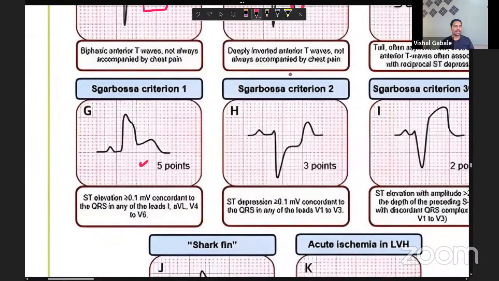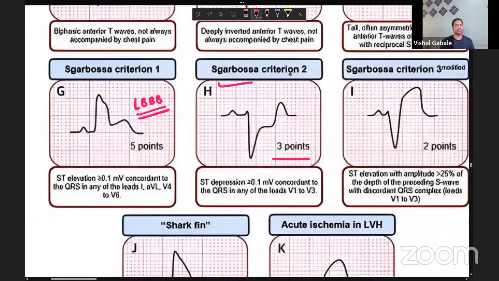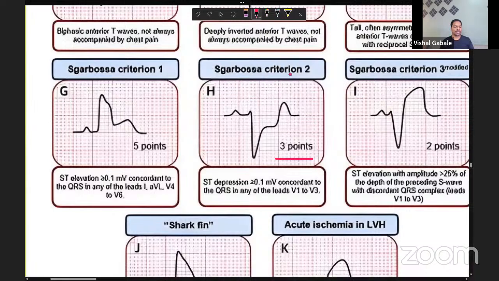Sgarbossa criteria is used for the left bundle branch block ECG. Here you can see the modified Sgarbossa criteria as well. Sgarbossa criteria is typically described as concordant ST elevation. What does concordant ST elevation mean? Whenever your QRS is upgoing, the R wave is tall, and there is ST elevation, it's a concordant ST elevation.